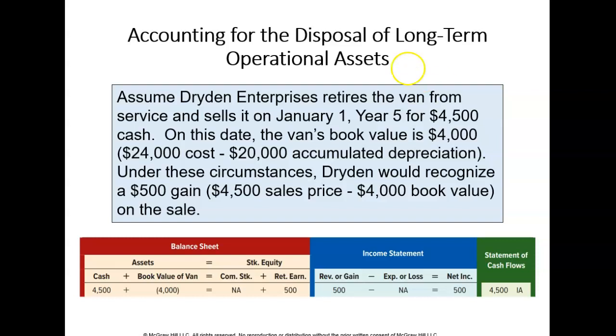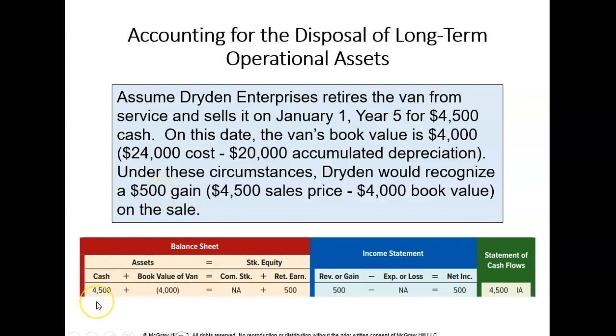So now you're comparing the actual selling price, 4,500, against the book value. If your selling price is higher than book value, you record a gain for the difference. But if the selling price is lower than book value, you'll recognize a loss for the difference. In our example, we sold it for 4,500 and it had a book value of 4,000. Because your selling price is higher, you record a gain in the amount of $500.